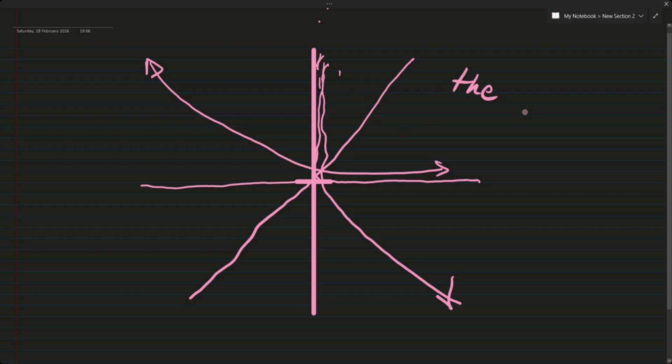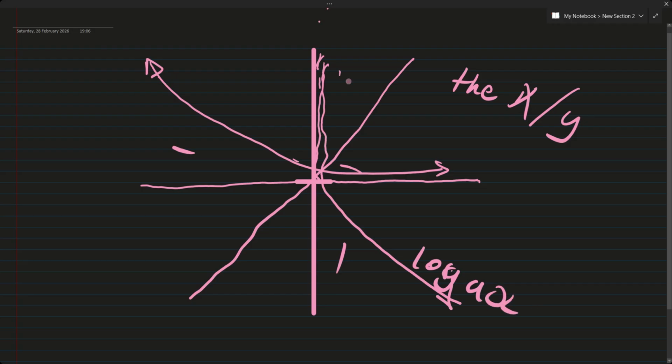So remember in the inverse, our x becomes y, right? And because this one is decreasing, it's decreasing on the negative side. So this one also has to increase on the negative side. That's log base a of x. Then that's y equals a to the power of x.